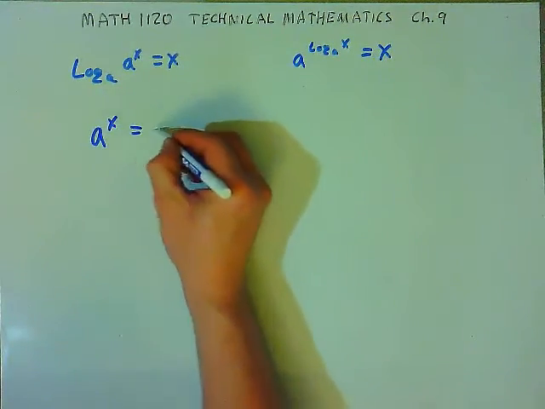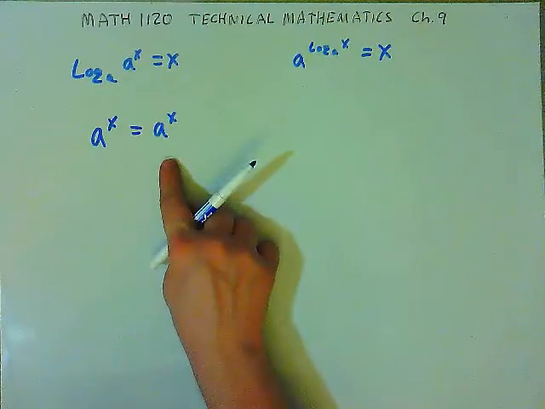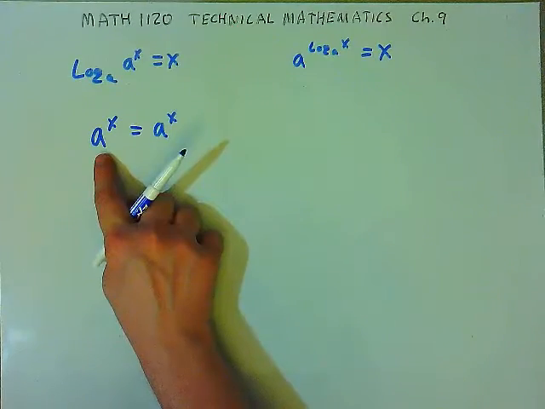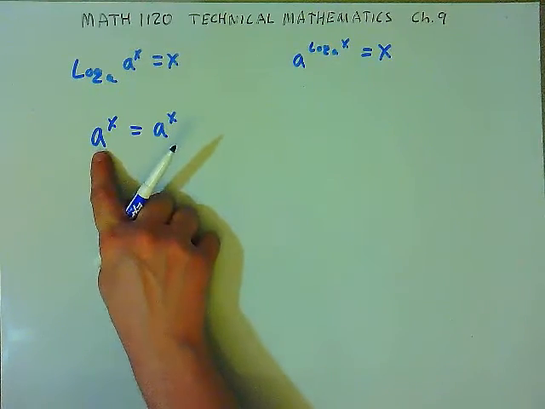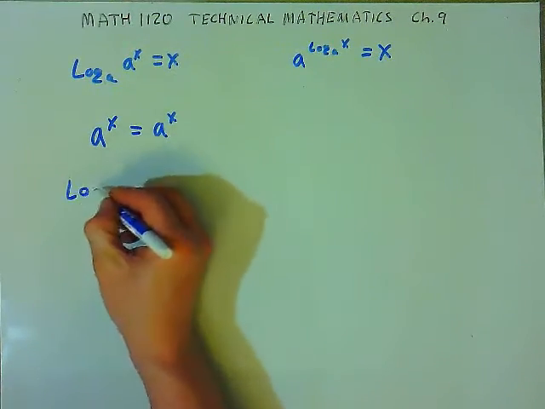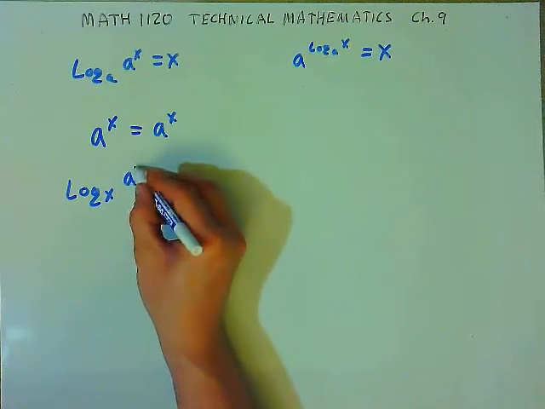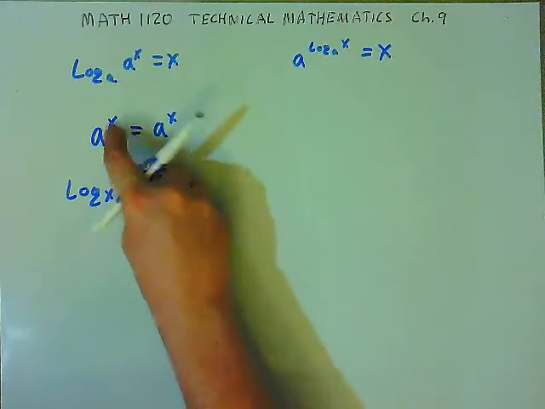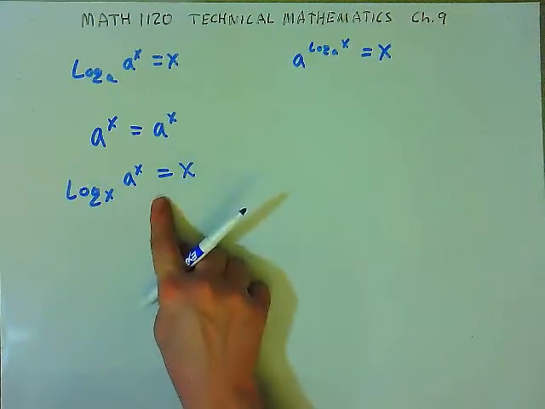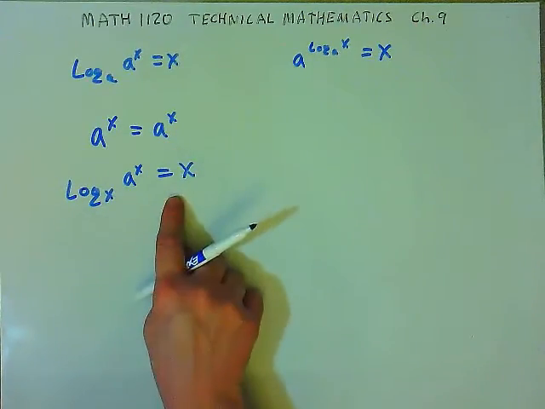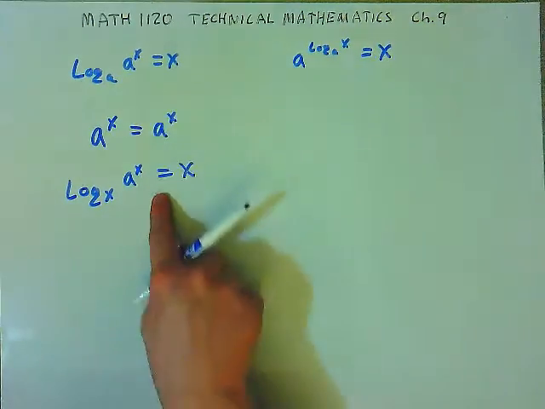And so to prove this one, we're going to start by saying, and I think you can agree, that a to the x is equal to a to the x. They're equal. They're the same. And so we can write this in a logarithmic form. This is going to say that log base a of a to the x is equal to x. I just followed the rules for changing an exponential equation into a logarithmic equation. And this is what the identity says.